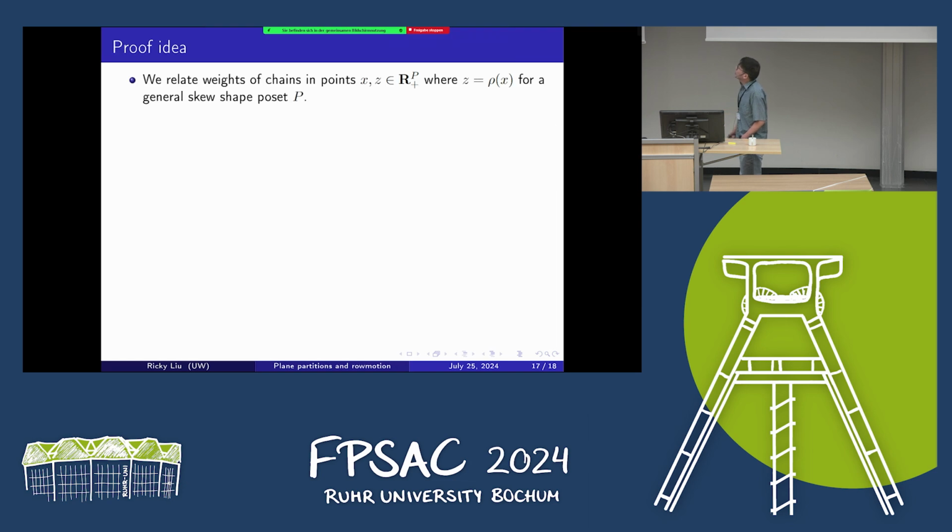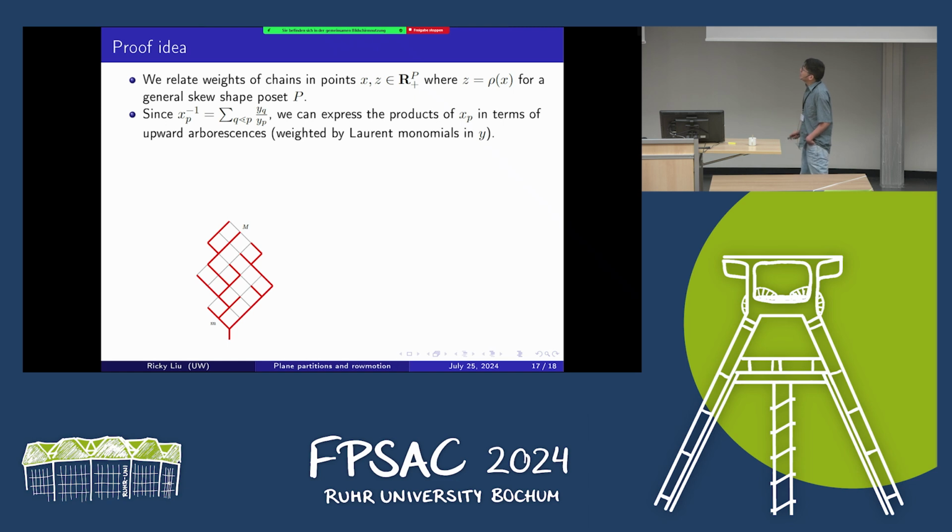And just a word about the proof. The main thing that we need to do is relate the x and z that are related by this smaller version of rowmotion. We have some result that holds for a general skew-shaped poset. The main idea is that we have this formula for x's in terms of y's. What is this saying? This is some sum over the things that are covered by p. Imagine you're trying to multiply together a bunch of these xp. Well, you need to make some choice for each p. You need to choose one of the edges below it.